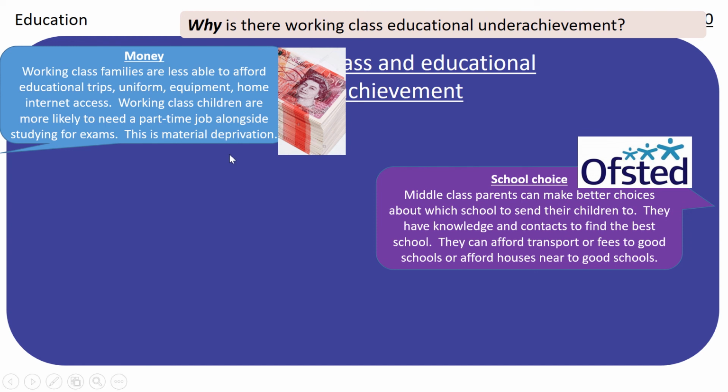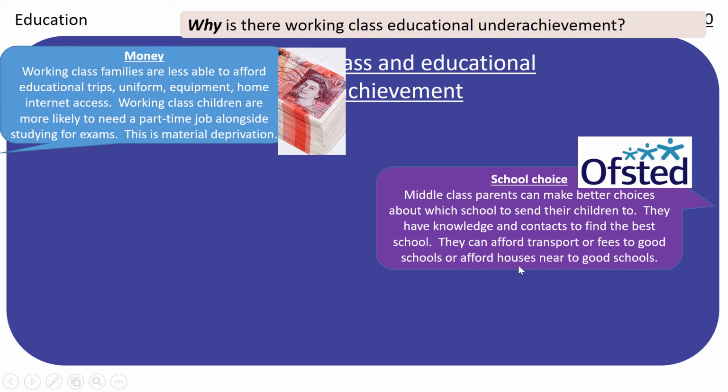Something we didn't discuss on the previous slide, because I didn't necessarily expect any of you to have guessed it, but that some sociologists have argued is relevant, is the idea of school choice. That middle-class parents can make better choices about which school to send their children to. Remember those league tables that rank which school is the best? Well, if you understand how they work, if you've got knowledge of how the education system works, you can work out which school is best. If you could afford the transport to send your child to a school further away just because you've worked out it's better, or the fees to go to an independent school, or even to buy a house near to a good school, then you can get your children into better schools.